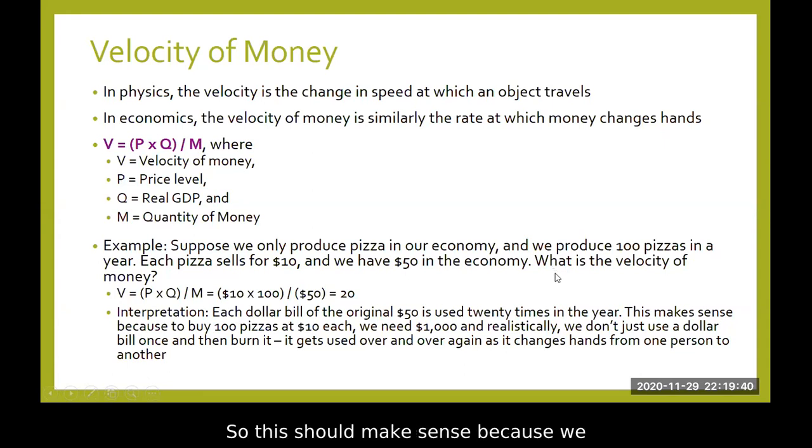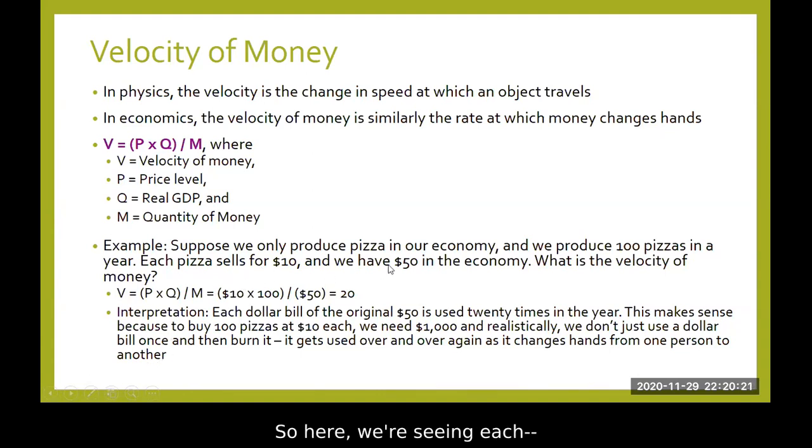This should make sense because in order to buy 100 pizzas at $10 each, this would cost $1,000. And realistically, we don't just use each bill or each dollar once. With money, if you have a $5 bill or a $10 bill, you could use that money to buy something and then somebody else gets it and they can use it to buy something else and so on. It's not like each bill gets used only once and then it's burned, right? It gets used over and over again as it changes hands from one person to another.